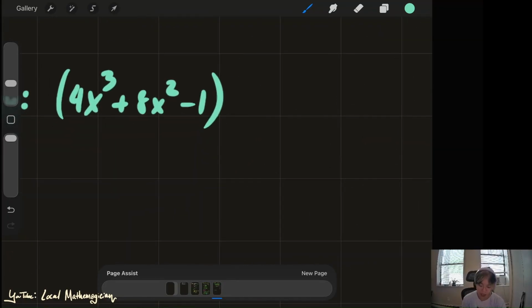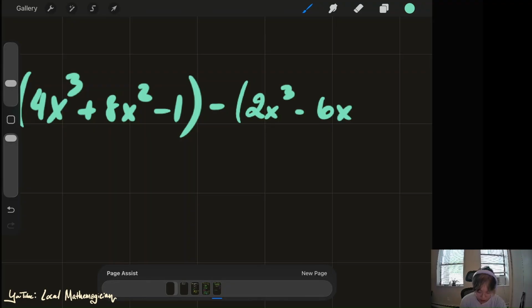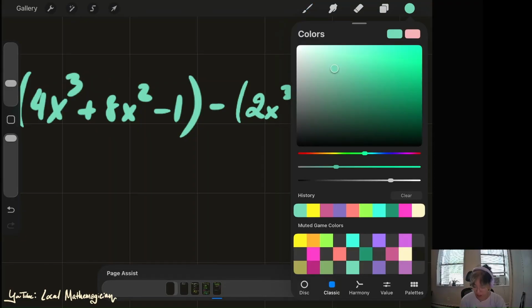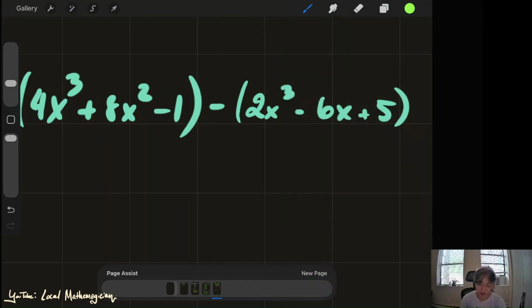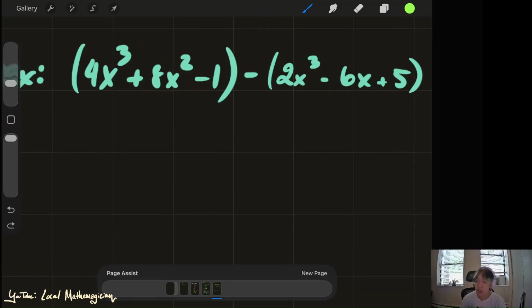Okay, and let's say I want to subtract 2x to the third minus 6x plus 5. Hear me out. Why subtract when you can inverse add? Okay, what does it mean to subtract? Fundamentally, if you're saying this one minus this one, you're really saying this one plus the negative version of these guys, right? So actually the best course of action is to FOIL, okay?